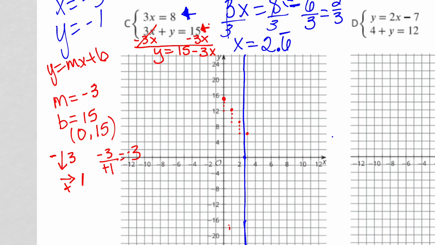I'm going to connect these. Ooh, that is not right. No, that doesn't work.